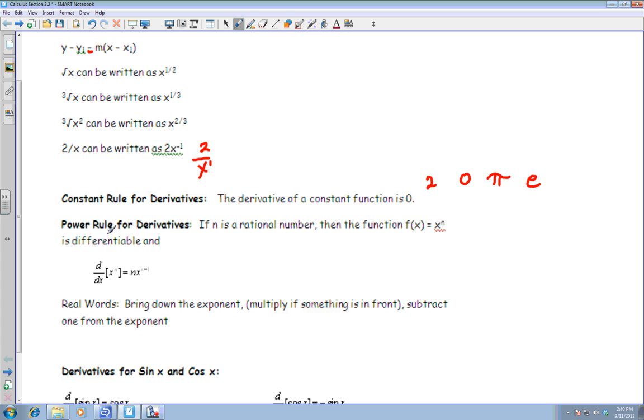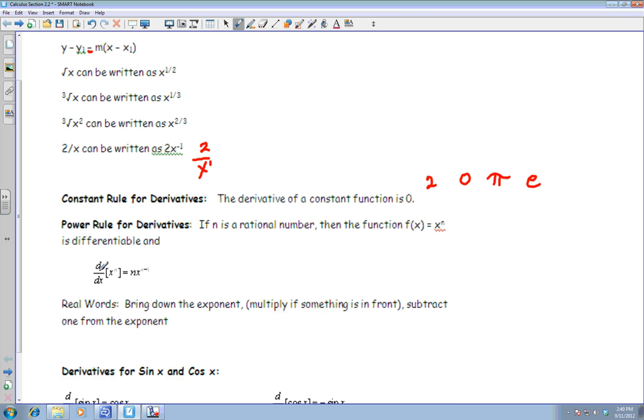Then we're going to learn the power rule for derivatives. Here's how it's written in your book. If n is a rational number, then the function f of x equals x to the n is differentiable. We talked about that yesterday. And here's how you find the derivative. Okay, so look at this. You need to get used to being able to see what's in your book and know what they're talking about.